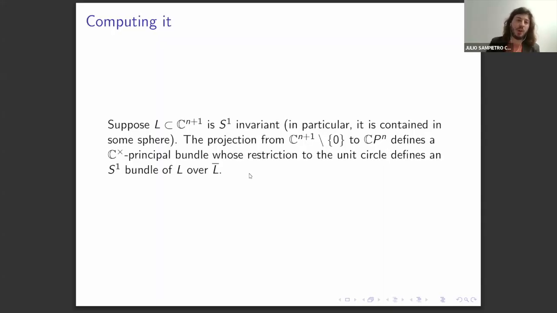How do we compute it? So we start with L, that is S1 invariant. As I said, if it's S1 invariant, because of the Hamiltonianness of the action, it's going to be contained in some sphere. And then we have a projection from C^(n+1) minus 0 to CP^n, and this defines a principal C star bundle. So C star, or C cross, is just complex numbers that are non-zero, over CP^n, whose restriction to the unit circle defines an S1 bundle L over L bar. So I have the whole fibration, and if I look at the unit circle, it's going to be precisely the Lagrangian L.